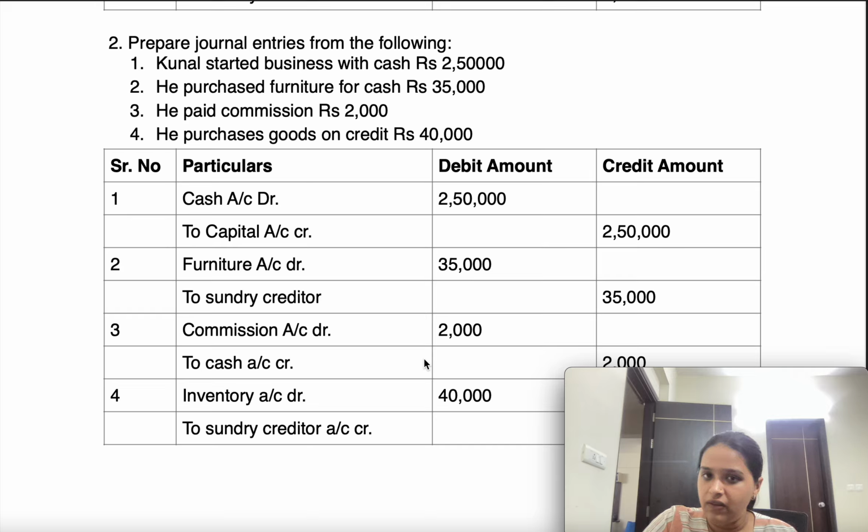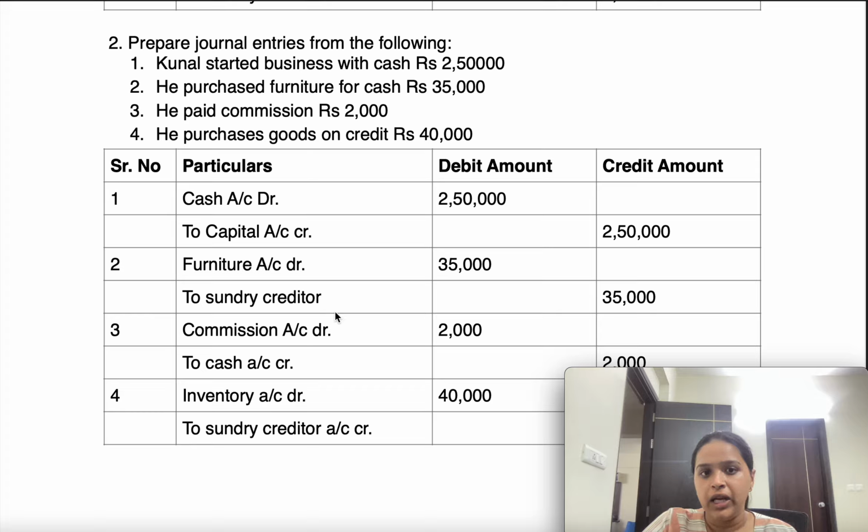He purchased furniture for cash. In a similar manner, furniture is coming into the business and cash is going out from the business. So both are real accounts, and you can apply the real account rule, furniture account debit to cash. So here it is a mistake, because he has purchased the furniture on a cash basis, so ideally to cash account should come, not sundry creditor, right? Make a note of this, please.